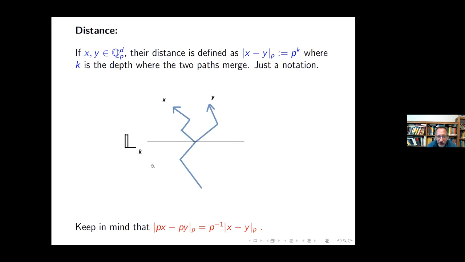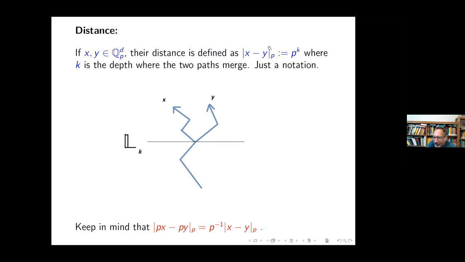Now there is a notion of distance. If you take two distinct leaves at infinity, x and y, they must merge somewhere if you go all the way down. So you just keep track of at which level the merging occurs. Remember, level k corresponds to cubes of size p to the k. By definition, the distance between x and y is p to the k. So the higher the merging, the closer they are. The lower the merging, the further they are. And this distance is always a power of p, and also zero.